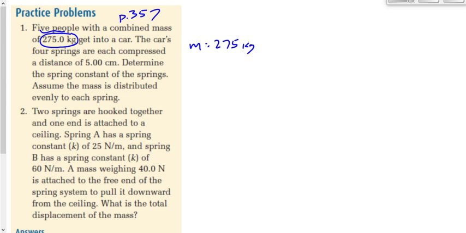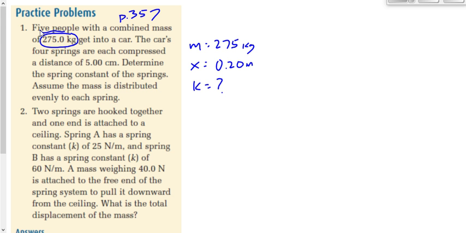In fact, it compresses all 4 springs a distance of 5 centimeters. Now, what I would do in this case, because we have 4 springs compressed 5 centimeters, I would say my compression is 0.20 meters. 5 centimeters times 4 springs, a total compression of 20 centimeters. That's my preference.